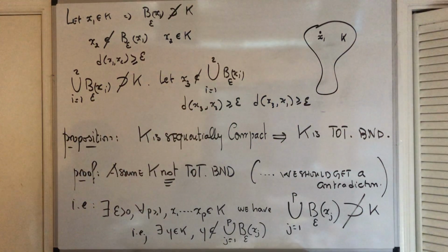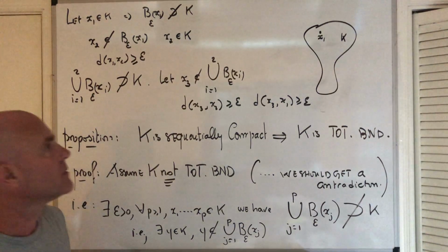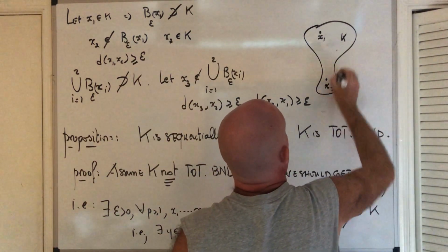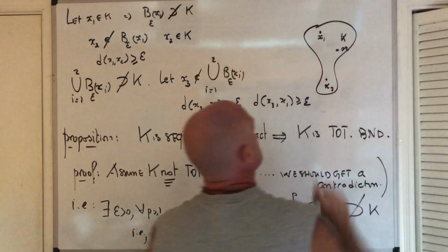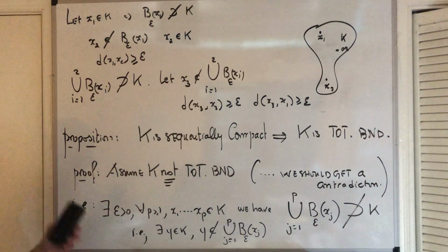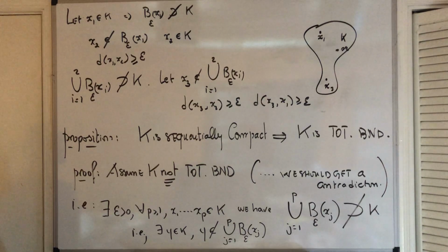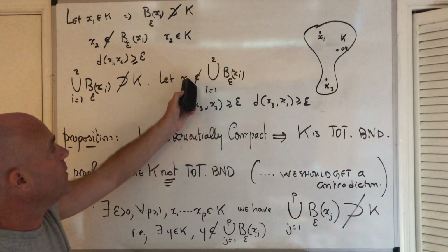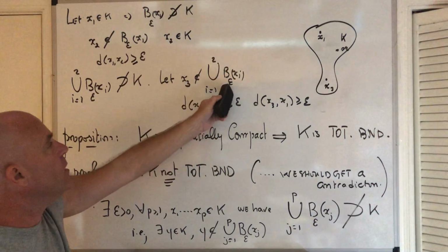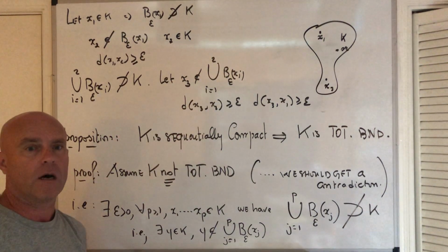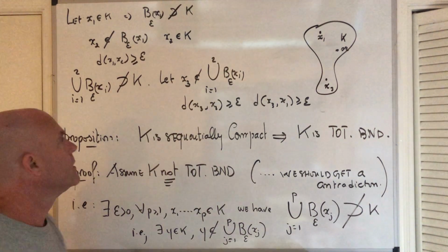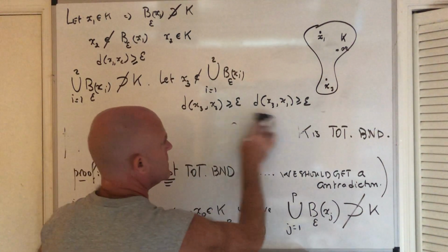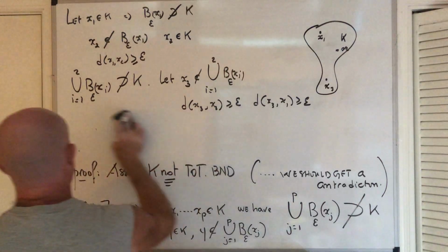So far I've constructed 3 points which are of distance at least epsilon, and for which the last point doesn't belong to the union of those balls. Alright, so now I need more space. Let me erase this. Well, you see the induction, how I'm going to do that.